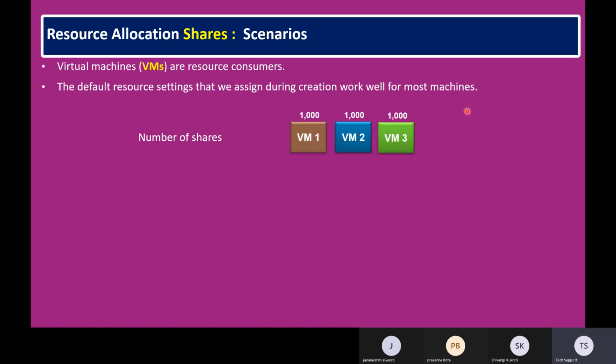For example, I created three virtual machines first. When we create three virtual machines, they start consuming the default share value. The default resource setting is 1000 shares for VM1, VM2 also 1000 shares, and VM3 also 1000 shares. They are consuming the default share values. Let's observe the same option in our virtual machine also.